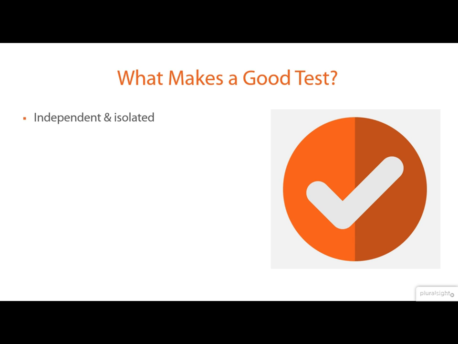So first off, each individual test should be independent and isolated from all of the other tests. If we have two tests, A and B, if test A runs and then test B runs, we should get the same result as if the order was reversed. If test B runs first and then test A runs, we should still get the same results for each test. So in this way, the tests should be independent of each other. They should be able to be run in isolation or with a whole host of other tests and still get the same results.